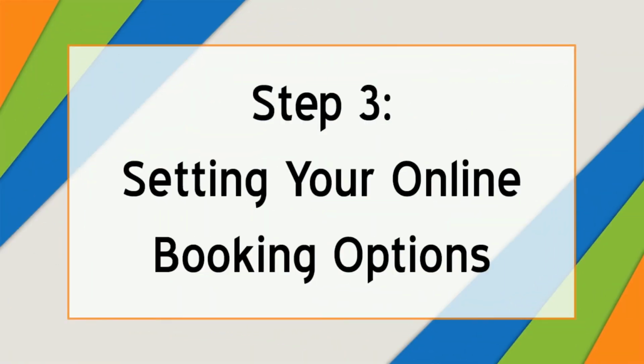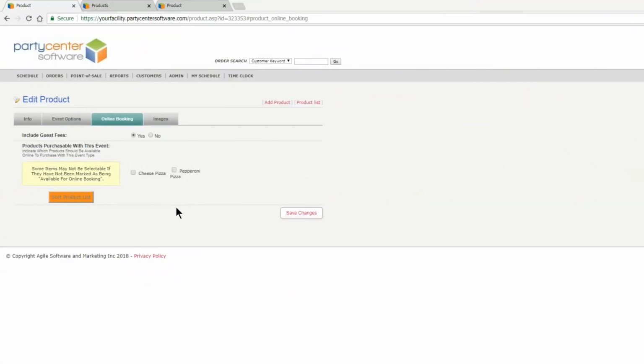In this last step, we'll take a look at setting some options for online booking. Back on the Online Booking tab, you'll see the products purchasable with this event section. You can check products here that already exist in the software and are set to be available for online booking, and these will be added to the event's add-on items menu.